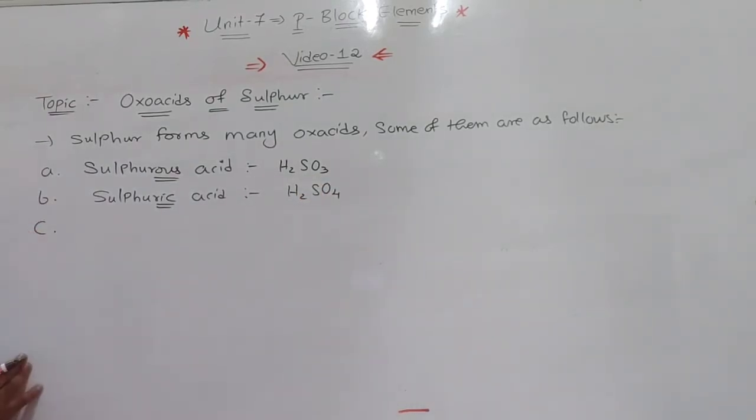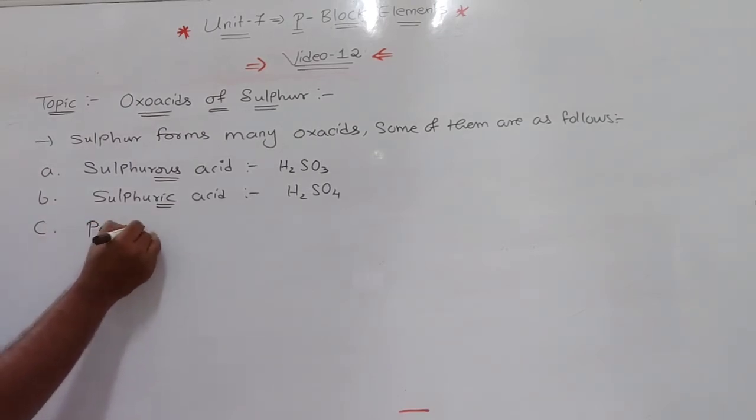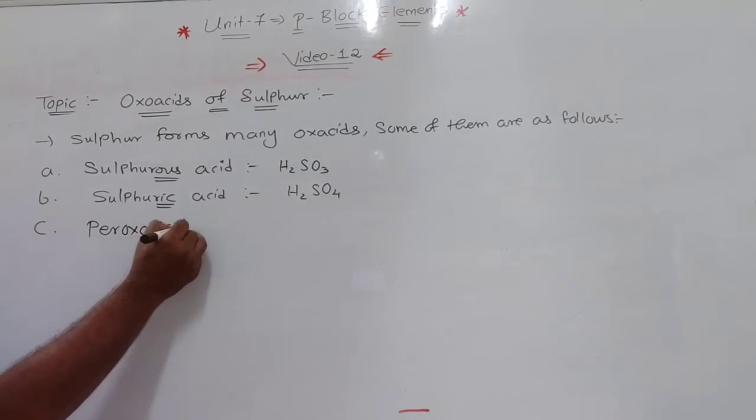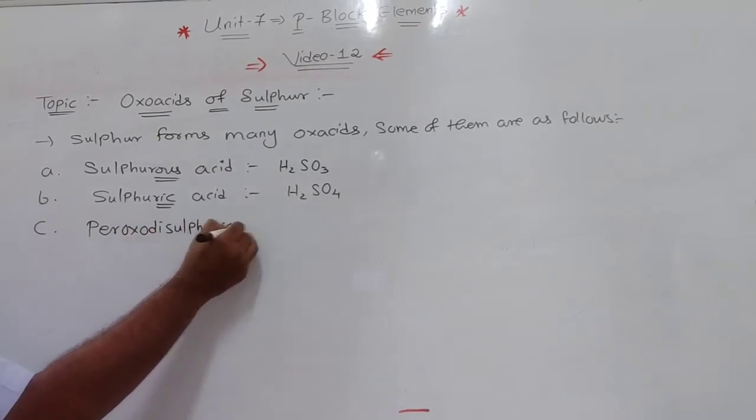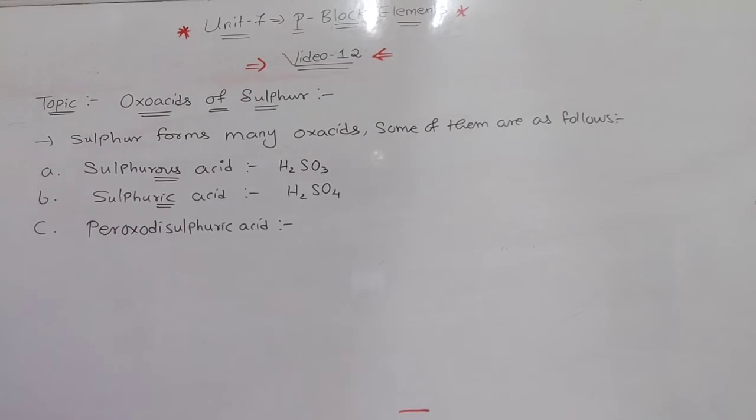Then comes another word, peroxodisulfuric acid. When we talk about peroxodisulfuric acid, the formula is H2S2O8. What is the formula? It is H2S2O8.